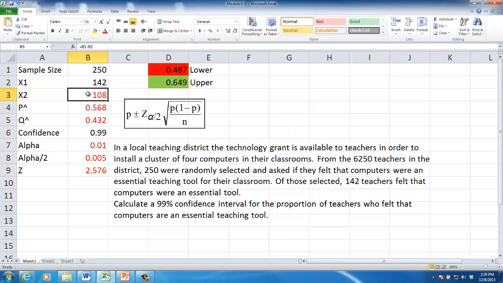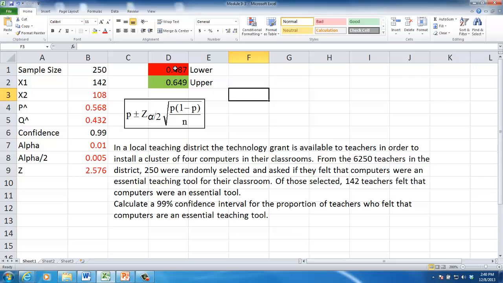So here 108 is found by 250 minus 142, B1 minus B2, and the q proportion, which is 1 minus p, so 1 minus 0.568, is 43.2%. They do not feel computers are essential.